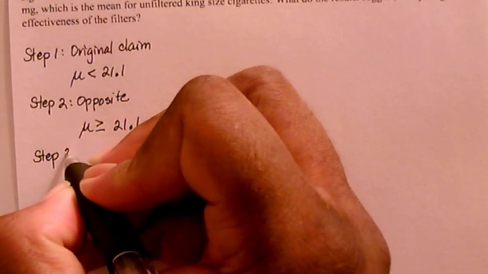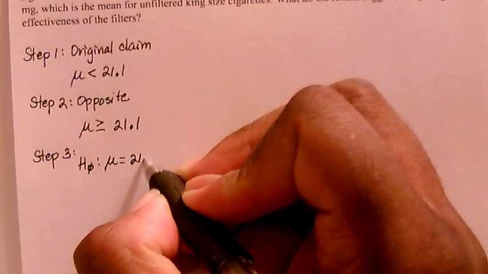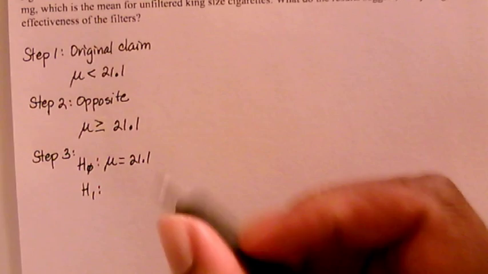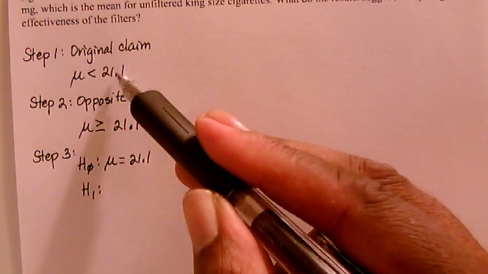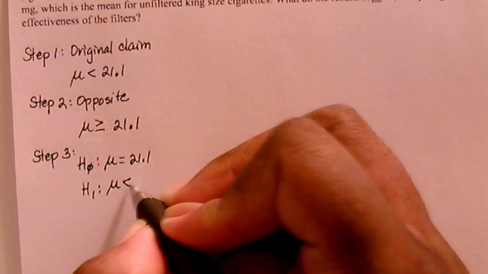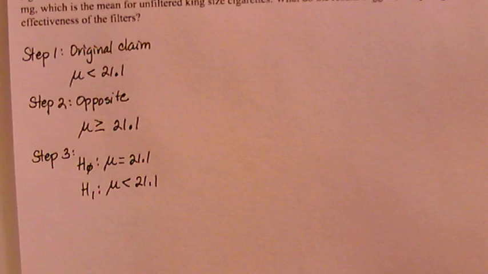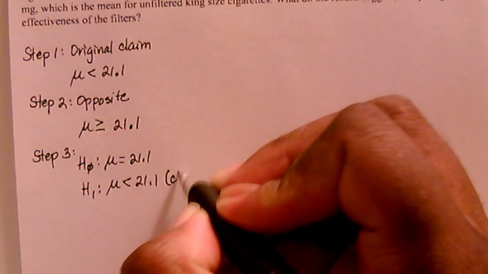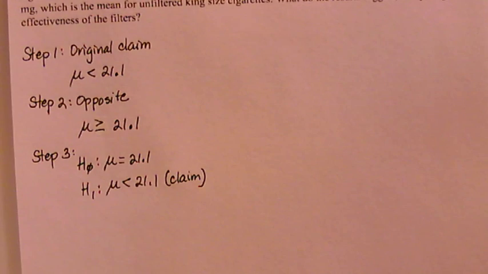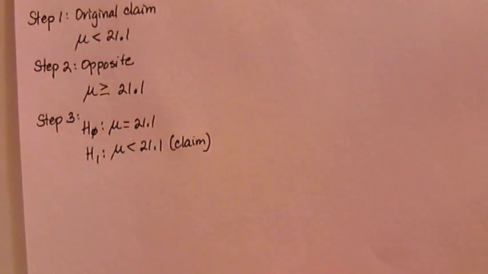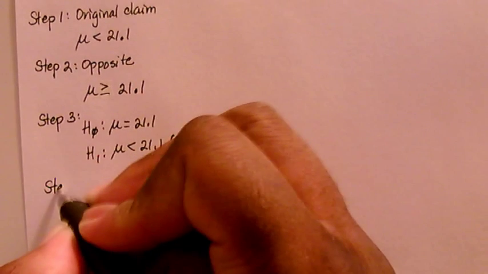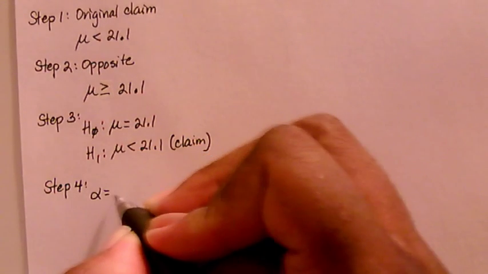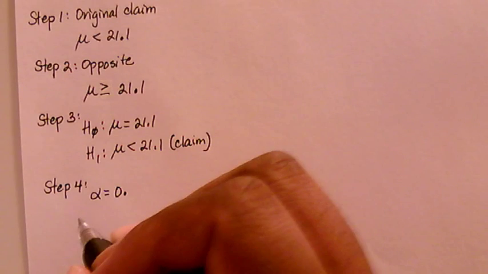Okay, and then from steps 1 and 2, we can come up with our null and alternative hypothesis. The null always has the equal sign, so mu is equal to 21.1. The alternative is going to be one of these two, and it's always the one that does not have equality. So it would be mu is less than 21.1. And the claim is your alternative hypothesis. And then step number 4 is state the significance level. That's your alpha level, which is in this case 0.05.